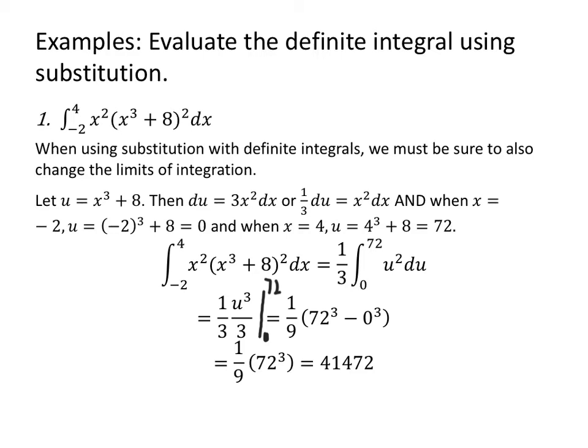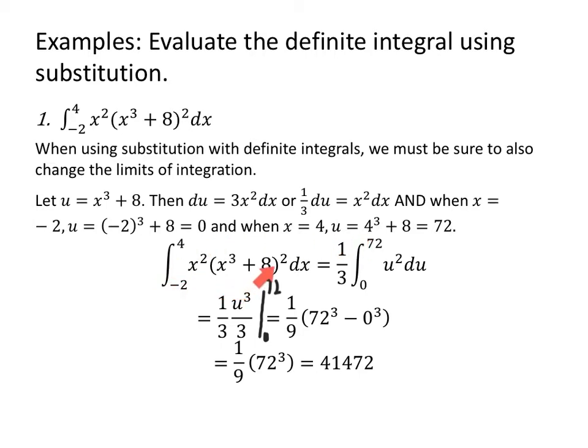But also, when x is -2, I can substitute x as -2 and find my u value. My new u value will be 0. -2 cubed plus 8, that's -8 plus 8, which is 0. When x equals 4, my upper limit of integration, u is 4 cubed plus 8, which is 64 plus 8, which is 72. These limits of integration are in terms of x. So when I switch my integral to terms of u, I'm also going to change my limits of integration, so they're also in terms of u.